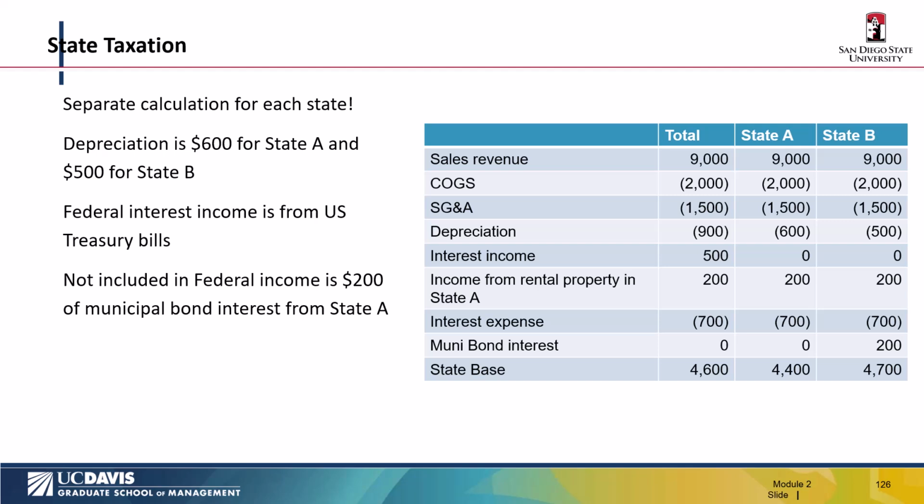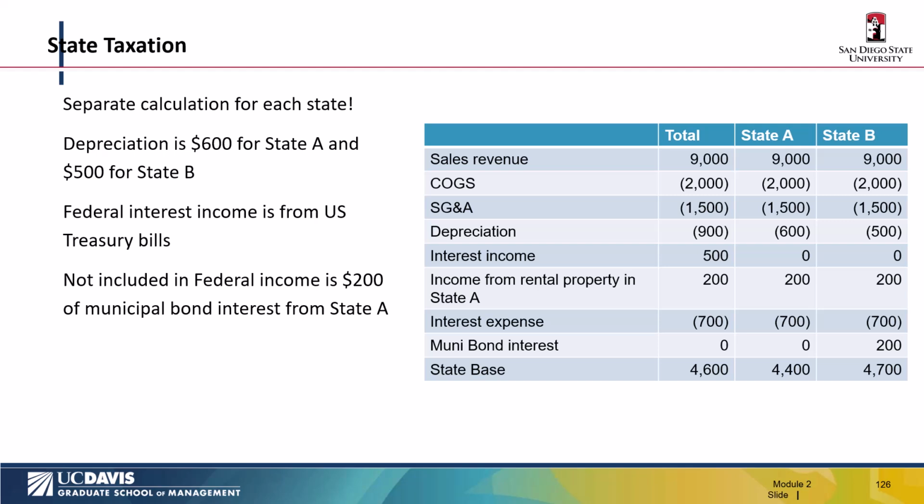So what this means is we have to do a separate calculation for each state. And on that separate calculation, remember, we are not even yet carving up the income. All we're doing is recalculating it under each state's rules. And since State A and State B may or may not have the same rules, we need to recalculate it. So sure enough, depreciation is $600 for State A and it's $500 for State B. Now that doesn't mean it's $1,100 in total. That simply means State A only allows $600 of depreciation this year, and State B only allows $500.